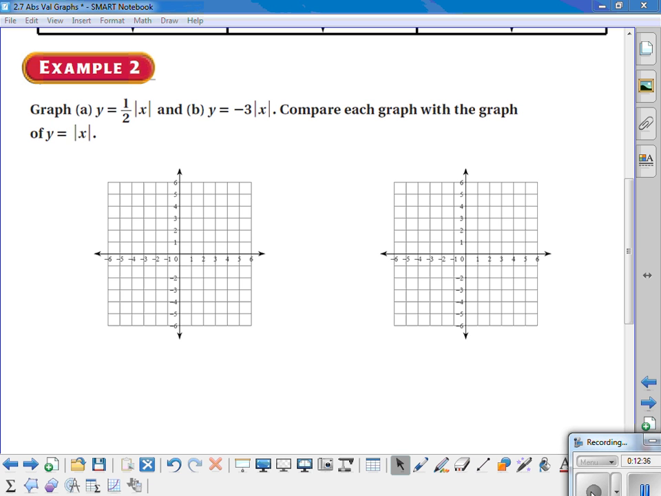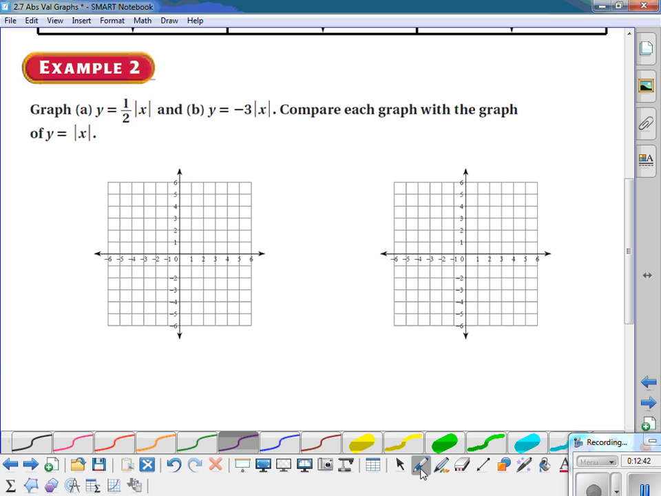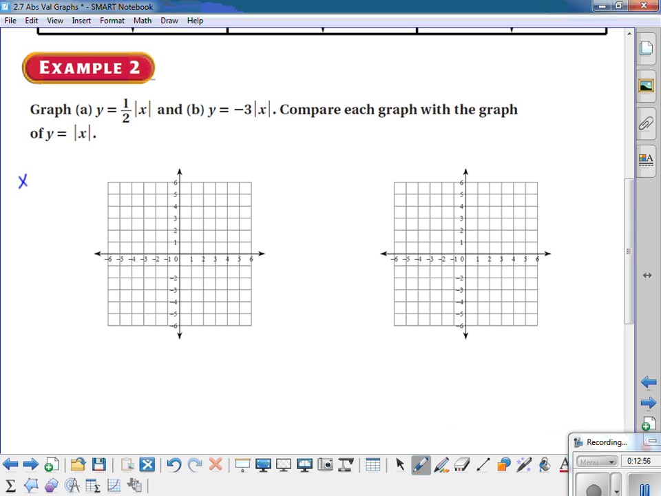So the first one I'm going to graph is y equals 1/2 times the absolute value of x. So this one's not translated or moved anywhere. It's just being shrunk, right? So when I go to graph it, I could make a table if I want to. And I'll put in -2, 0, and 2. If I do that, I end up with 1, 0, 1.